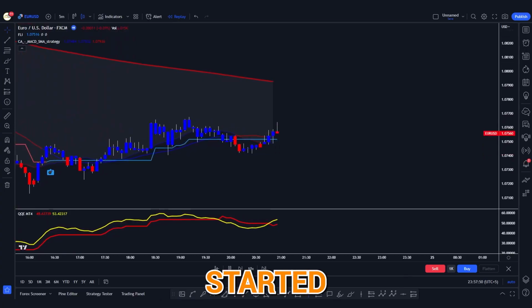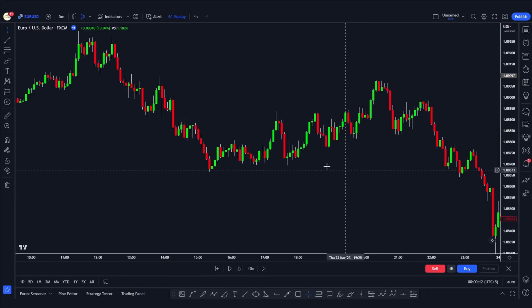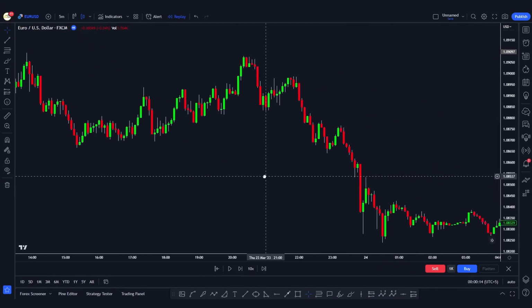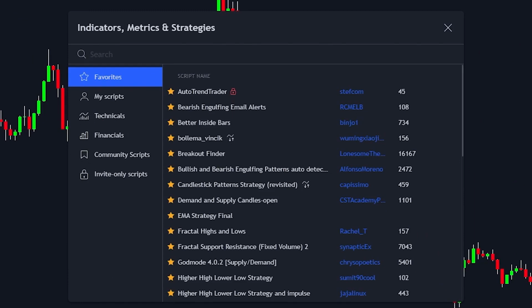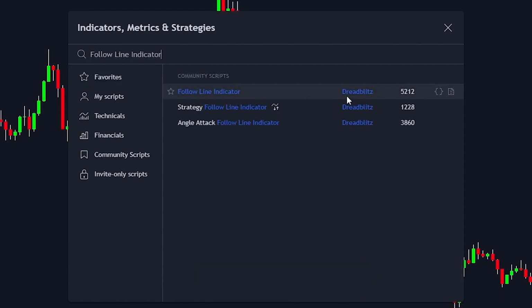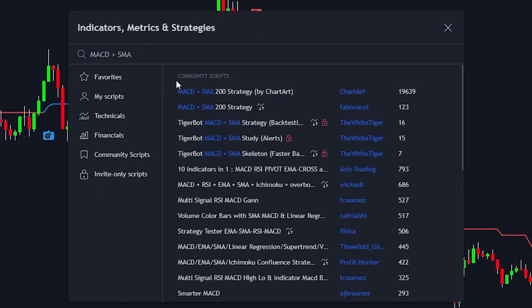Now let's get started. First of all, let's go ahead and add the indicators that we're gonna need for this strategy. To do that, let's go towards the indicator tab, and here we're gonna search for the follow line indicator. This indicator is made by Dread Blitz, so we're gonna add this to a chart. Now the second indicator that we're gonna need for this strategy is the MACD plus SMA indicator. So we're gonna search for MACD and SMA, and we're gonna add this to the chart.